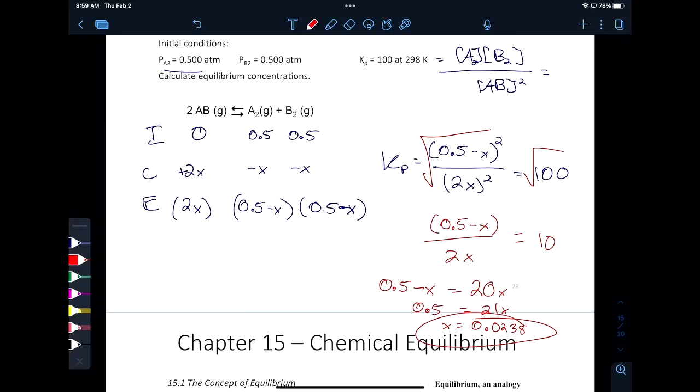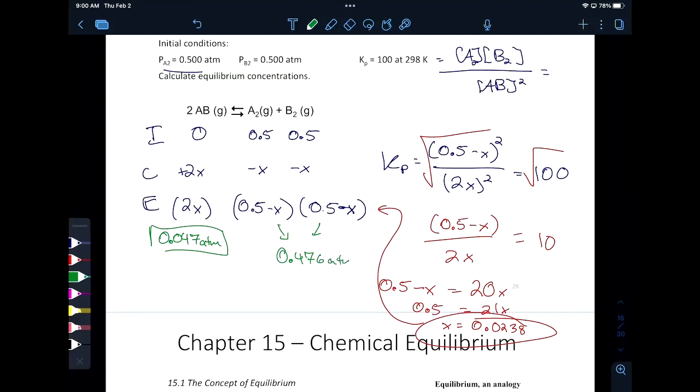Nope, you've got to plug it back into the equilibrium line. So that x goes back in there, and so we get at equilibrium AB is equal to 0.047-ish. What is this, atm? And both AB and B2 have pressures of, okay, I can calculate that, 0.476 atm. Both of those, once you plug the x back into the equilibrium line. All right, so in that example, we don't have to do the quadratic formula. Thank goodness.